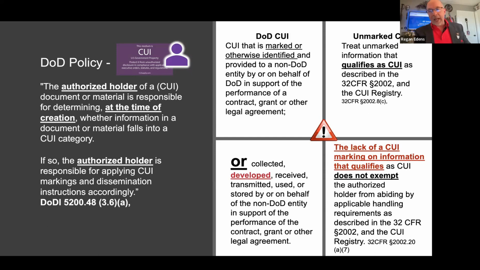When it lacks a CUI marking, you can go back to the originator of the information, but oftentimes, at the speed of business, you do not have time to do that. And oftentimes there's a big disconnect between the lower tier subcontractor and the higher tier subcontractor. So it's the responsibility of the authorized holder to not share that information until it is properly marked. That is the requirement. And when it originates the information internally, certainly marking that information is absolutely inherent to the responsibilities of an authorized holder.